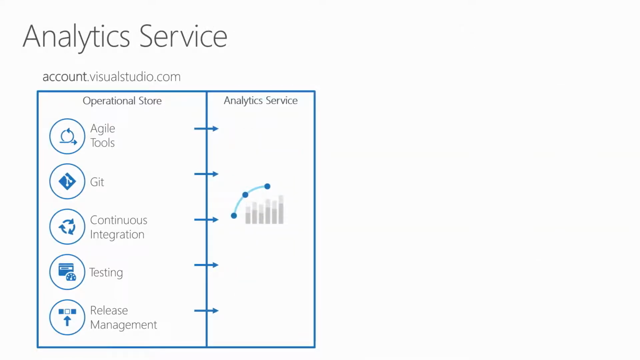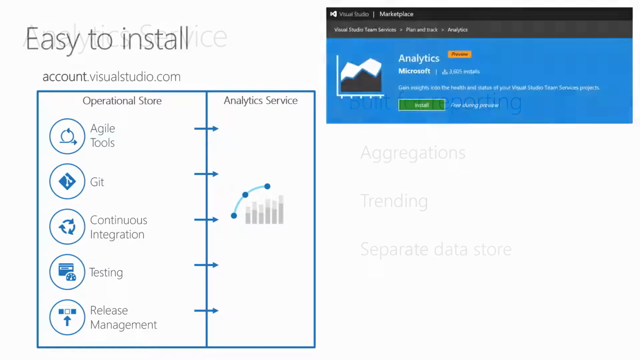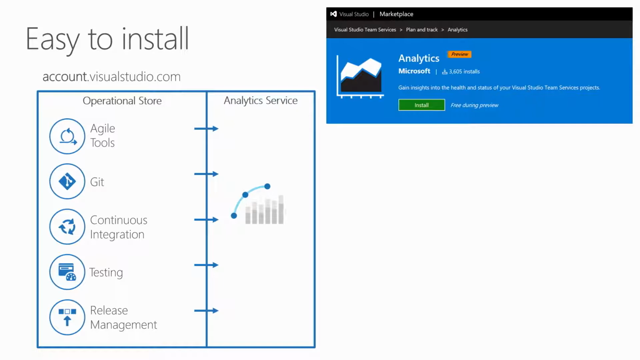So what we do is we deploy an analytics service, which pulls data from the operational store into the analytics service, which is built for reporting from the ground up. You can do fast aggregations, long running trends, and as well, it's a separate data store. So pulling data for reporting is not competing for the same resources that the Visual Studio tools are. To deploy your own analytics service, you simply go to the marketplace and install the analytics extension. And then we will automatically deploy this service for you.